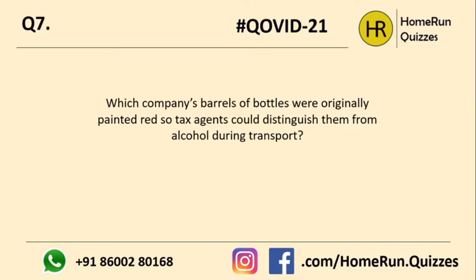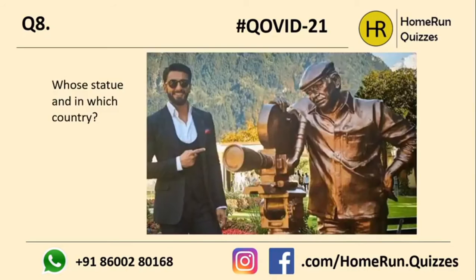Going to question 7. Which company's barrels or bottles were originally painted red so tax agents could distinguish them from alcohol during transport? Okay, so think of the color red and just think of a very famous company. Their drink looked like alcohol, so a lot of confusion was happening, and so that the tax agents do not get confused, eventually they painted their barrels red. So what was happening there? Okay. Question 7, then question 8.